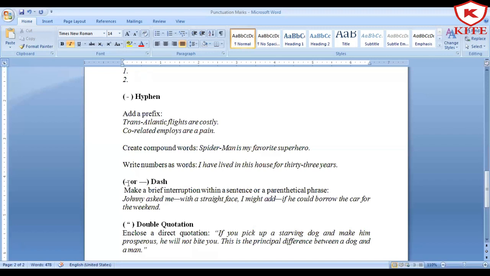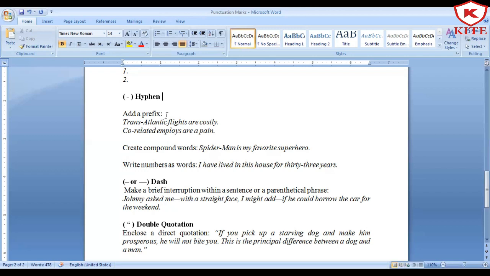There is a difference between a dash, as you can see it is written below, and a hyphen. Students usually call hyphen as dash. No, it is pronounced as hyphen. A hyphen is used to add a prefix. Now, as we are doing this subject, English, the first unit itself, you had seen what is a prefix. Prefix is something which is fixed before a word to make some changes inside it.